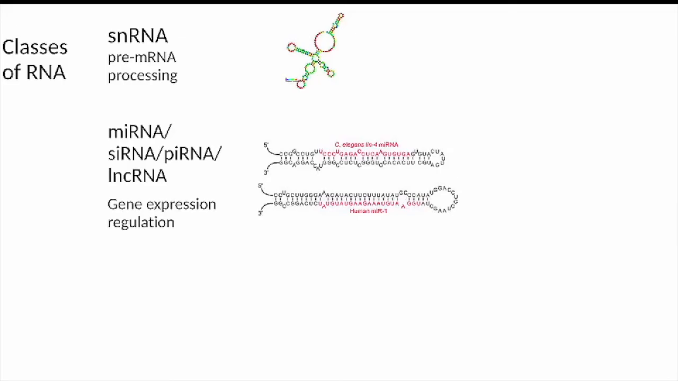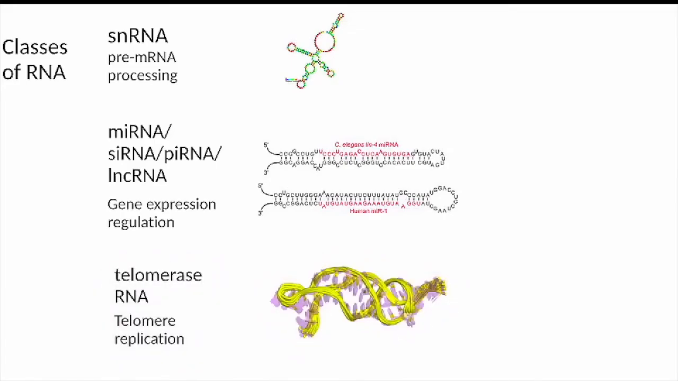And some really detrimental diseases have been linked specifically to malfunctions in these RNAs. Then telomerase RNA. At the end of chromosomes are these sections called telomeres. They have to be replicated in a very specific way. There's an enzyme called telomerase that does that, and this RNA is necessary for telomerase to do its job.